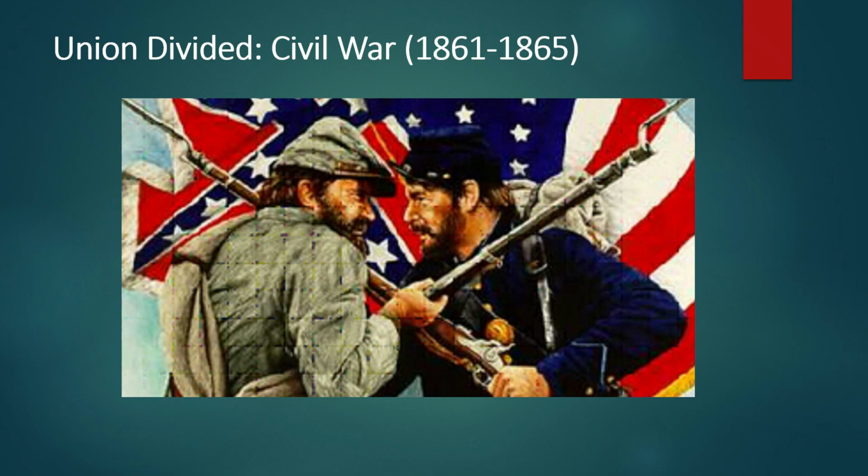Okay, so this is the Union divided, the Civil War, 1861 to 1865. This goes with Unit 4, and this is Chapter 12. All right, so we've got the Civil War going on between 1861 and 1865. We've already talked about the main issues over slavery, states' rights.